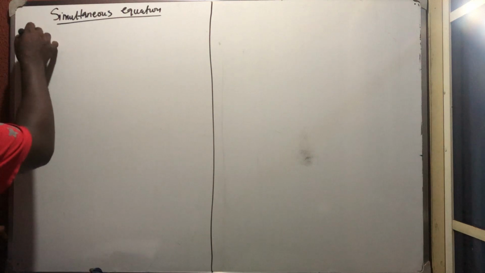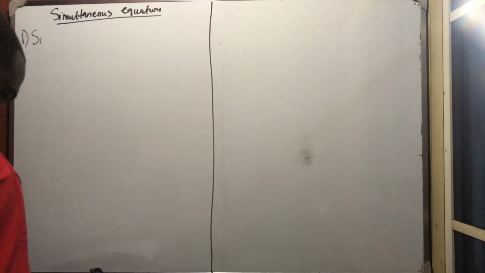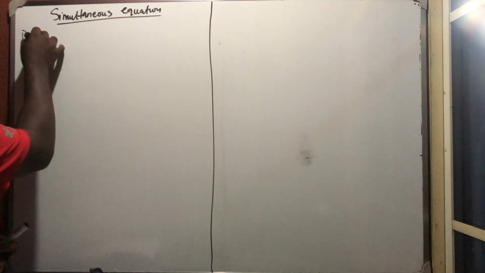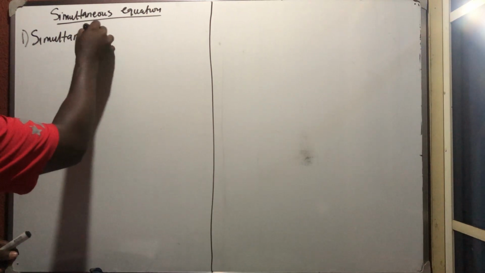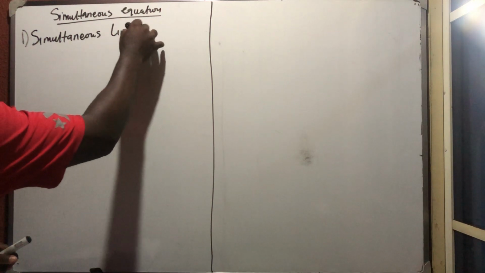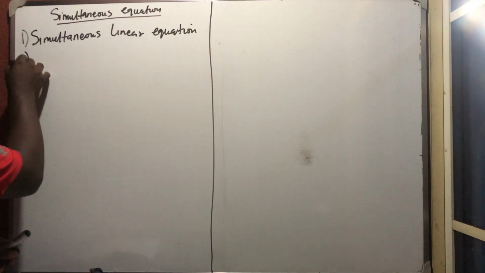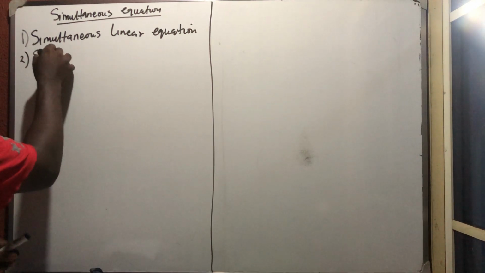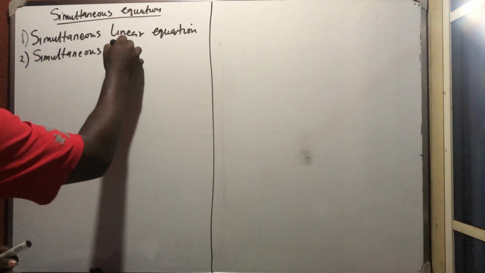So the first one is simultaneous linear equation. And then the second one is simultaneous quadratic equation.